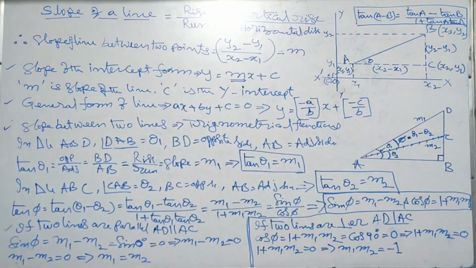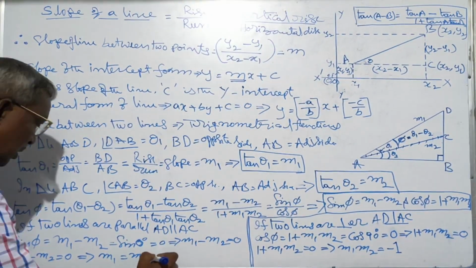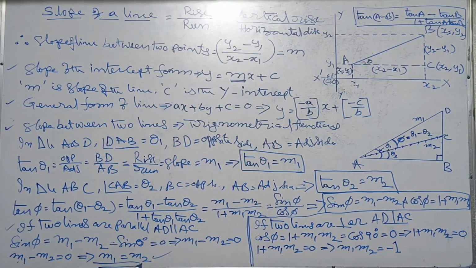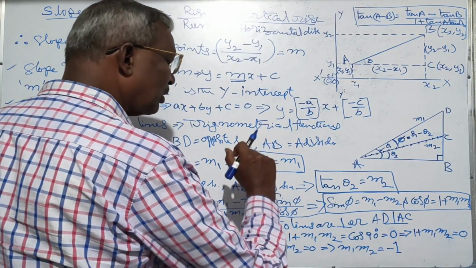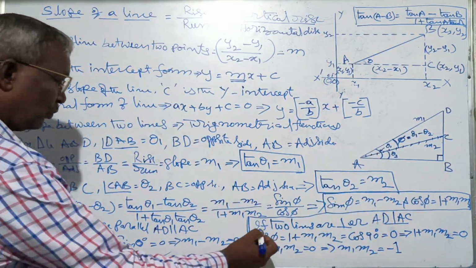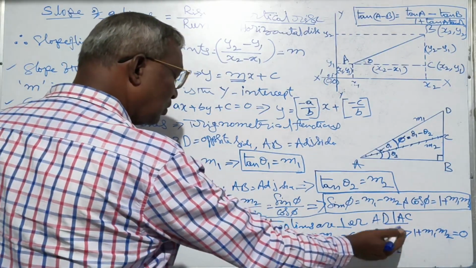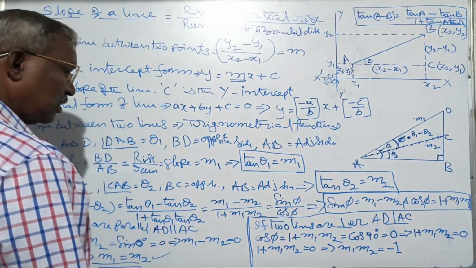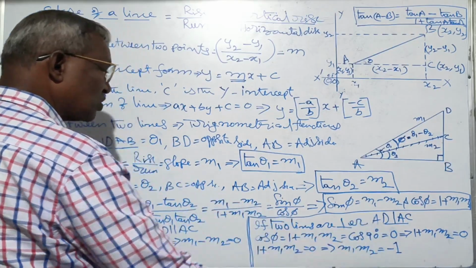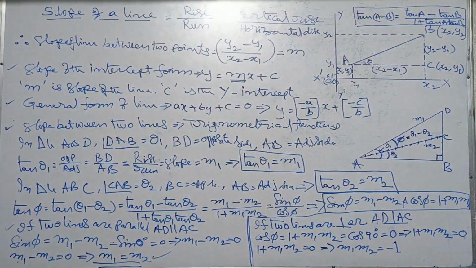If two lines are parallel, its slopes are equal, that is, m1 is equal to m2. If two lines are perpendicular, the product of the slopes is equal to minus 1, that is, m1 m2 is equal to minus 1. Okay friends, I am repeating again.